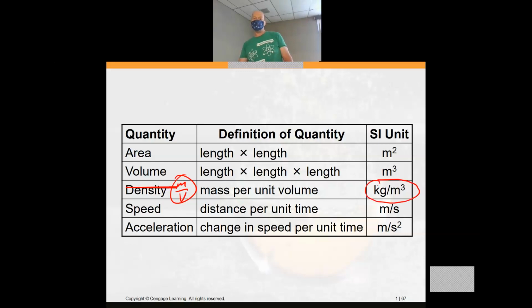All right, so when we did our density in lab, we have grams per milliliter. In chemistry, we don't normally use the SI unit. All right, so a good question would be then to convert that to the SI unit.